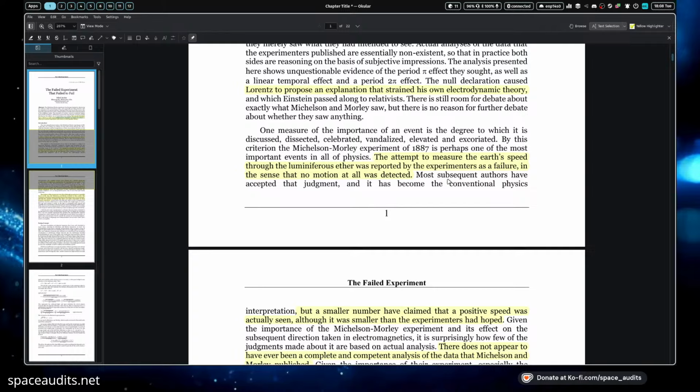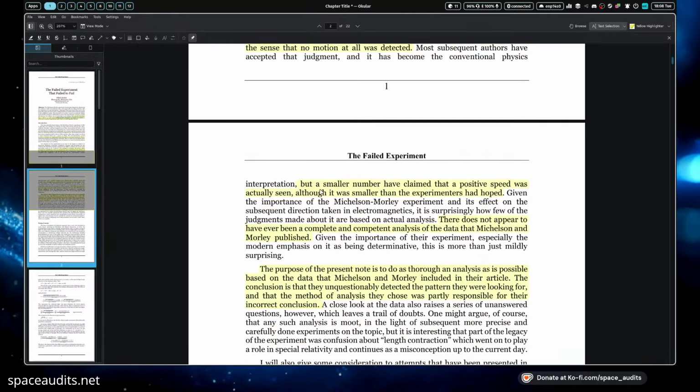Most subsequent authors have accepted that judgment, and it has become the conventional physics interpretation. But a smaller number have claimed that the positive speed was actually seen, although it was smaller than the experimenters had hoped. That's exactly what the Michelson and Morley lads said in their paper.